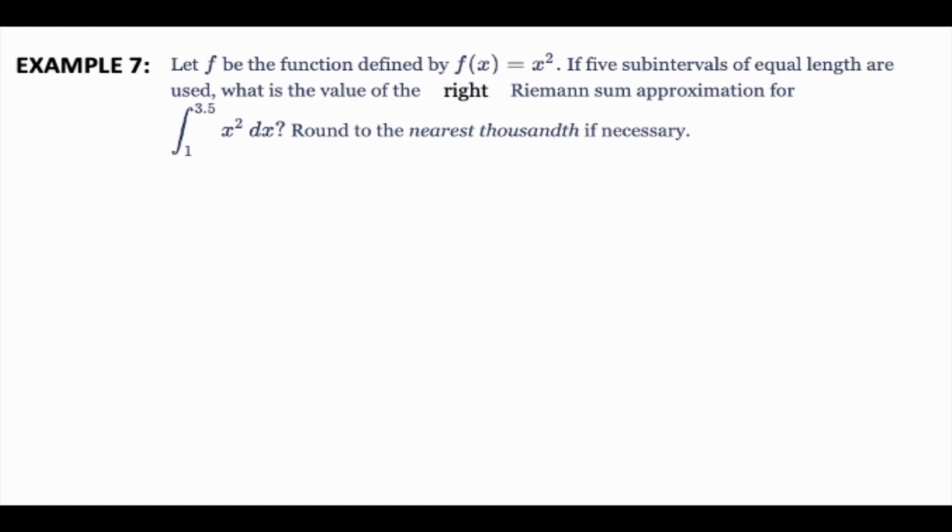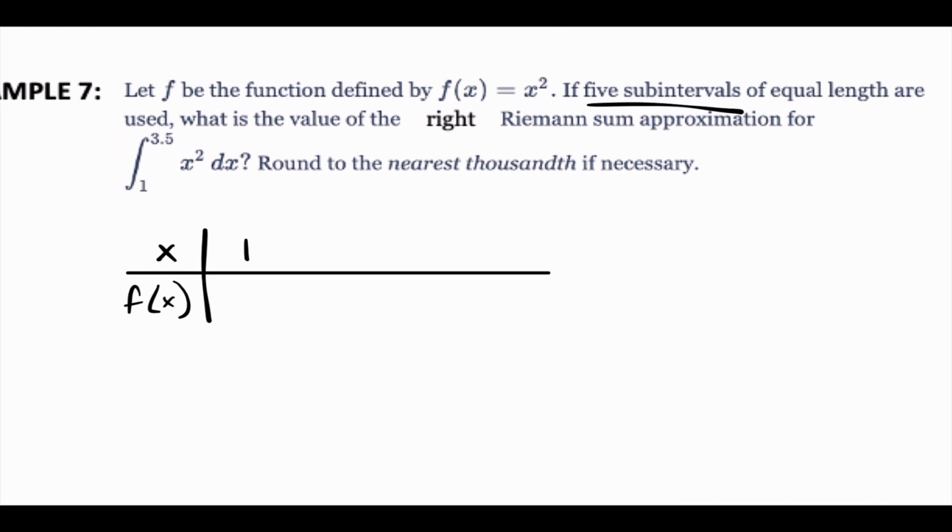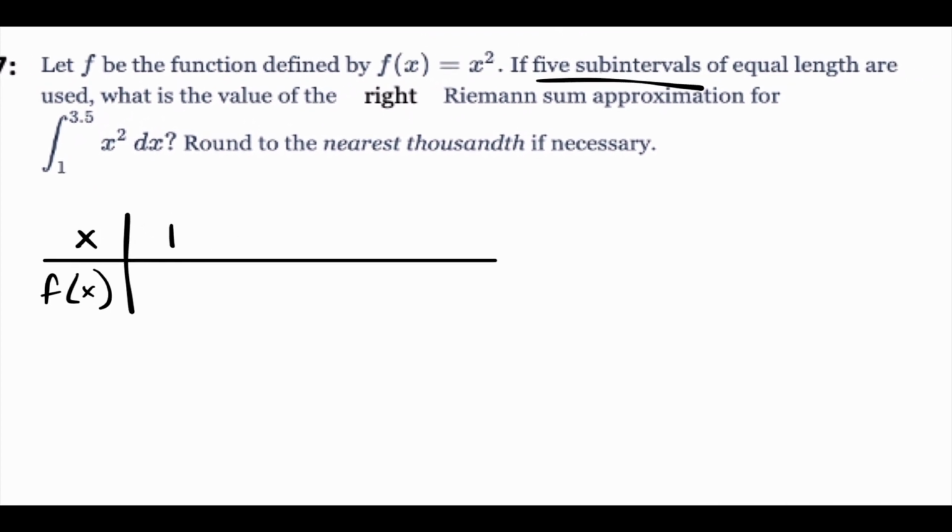Okay. So you can make a table, or we can draw a picture. It's up to you. I'll draw a table. So we got x, and we got f of x. Start at 1. Okay, so before we start the table, how wide are each of the rectangles going to be? How do we know that? How do we figure out how wide they're each going to be?